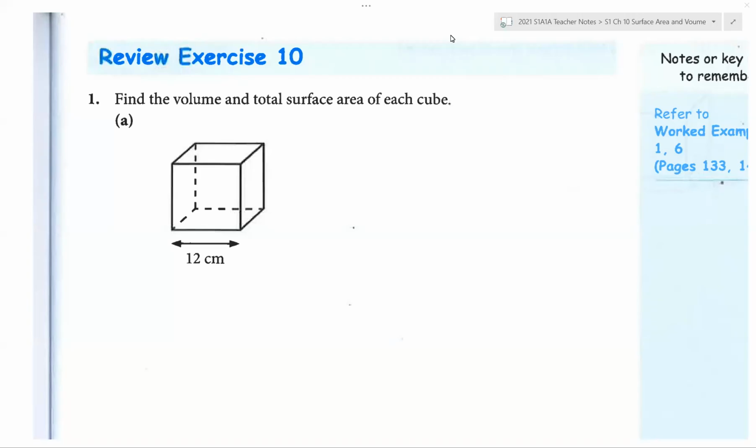Find the volume and total surface area for each cube. So who came in? Karin. Okay, Karin, volume?